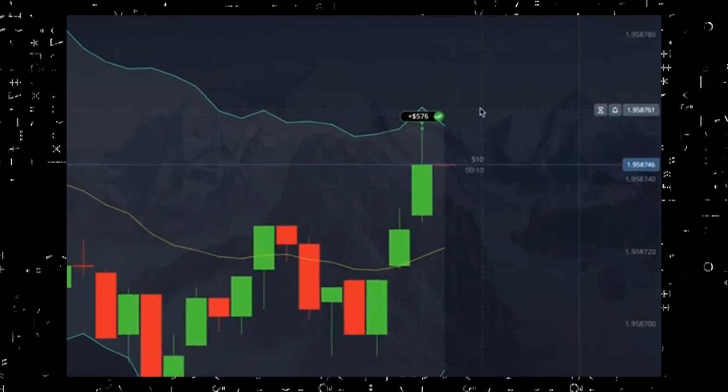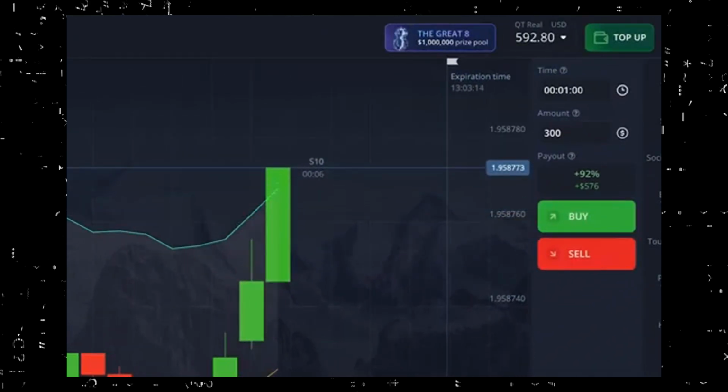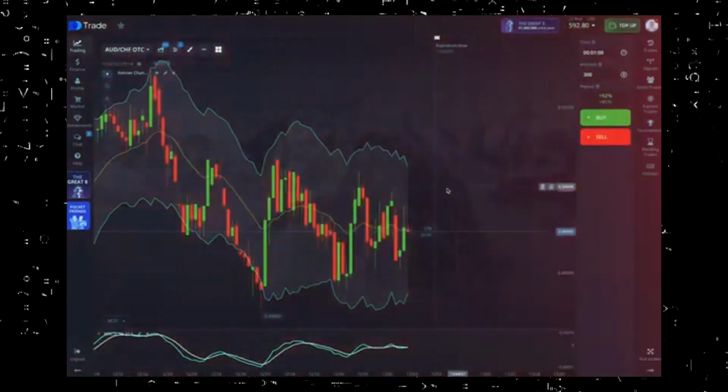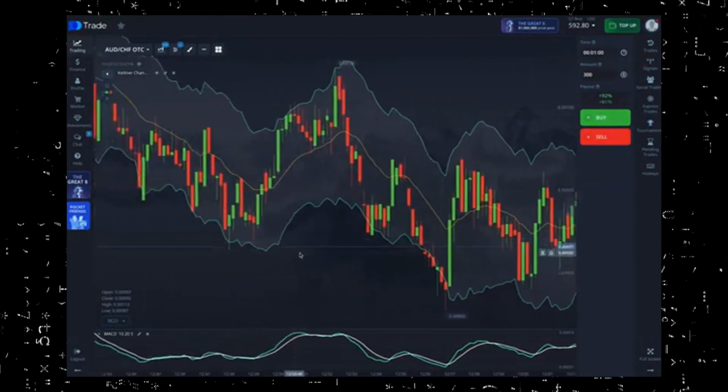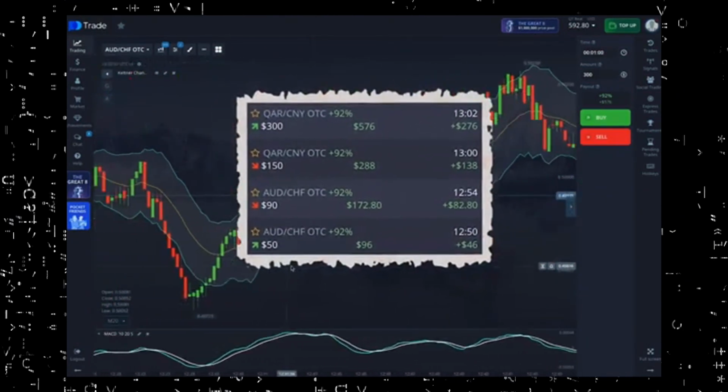Yes, I easily made $276. My balance already equals $592. Let's summarize the results. Great trading session. I managed to increase my balance from $50 to $592. The strategy worked perfectly again.